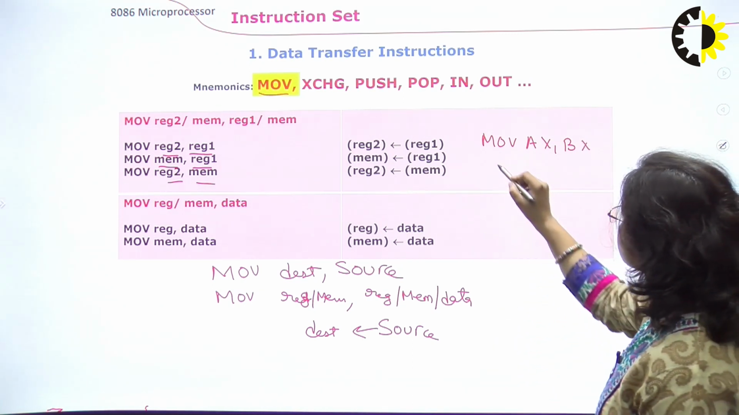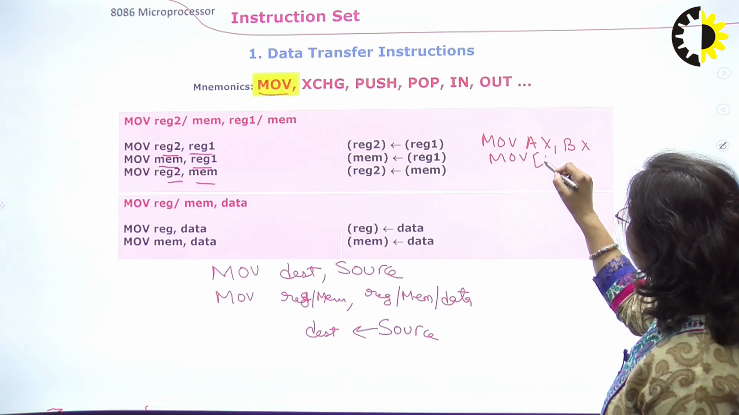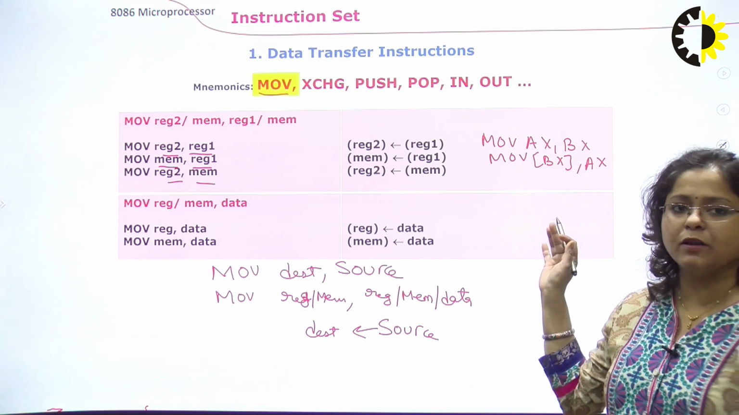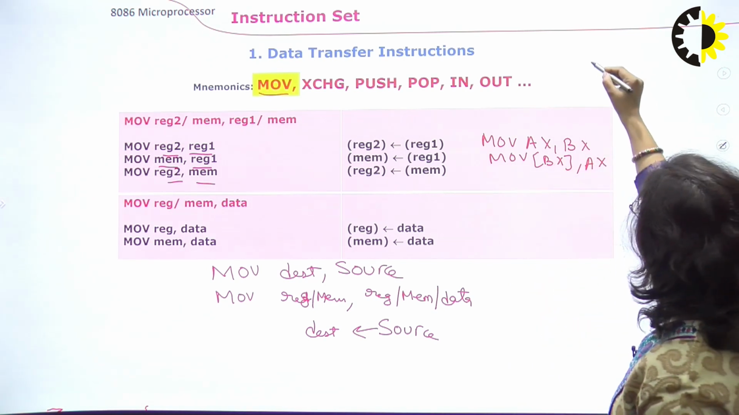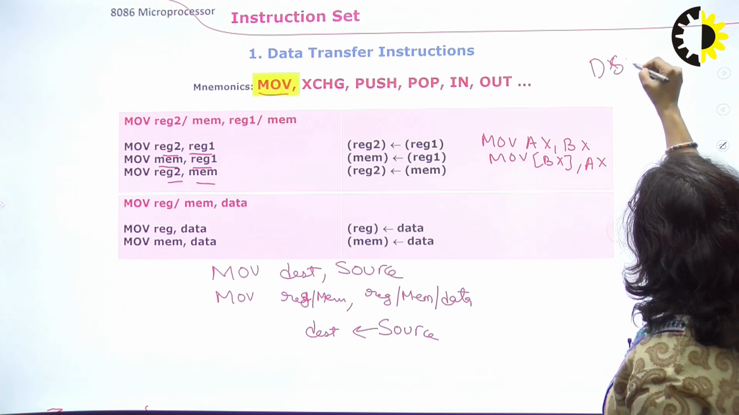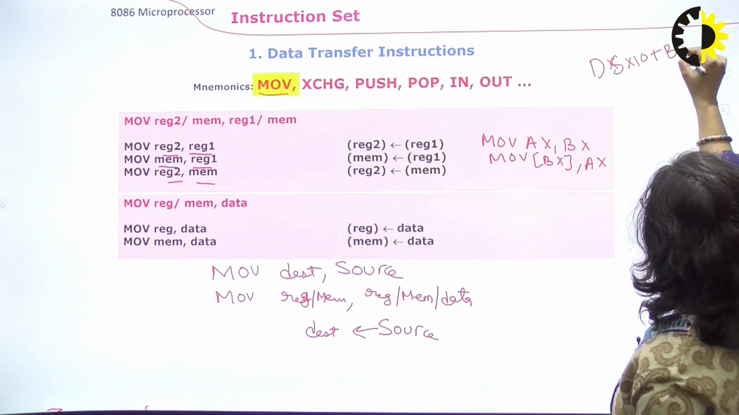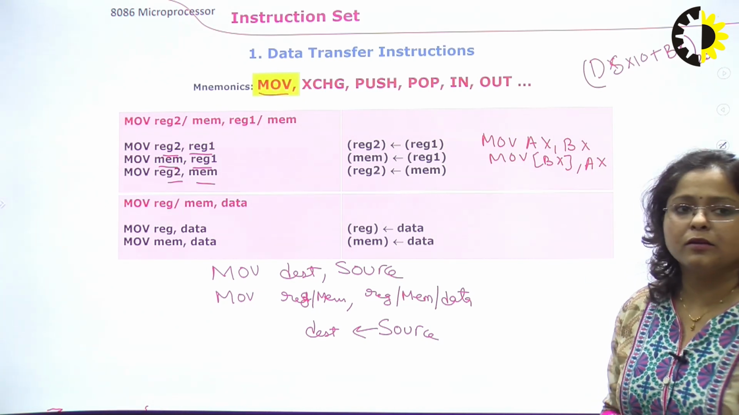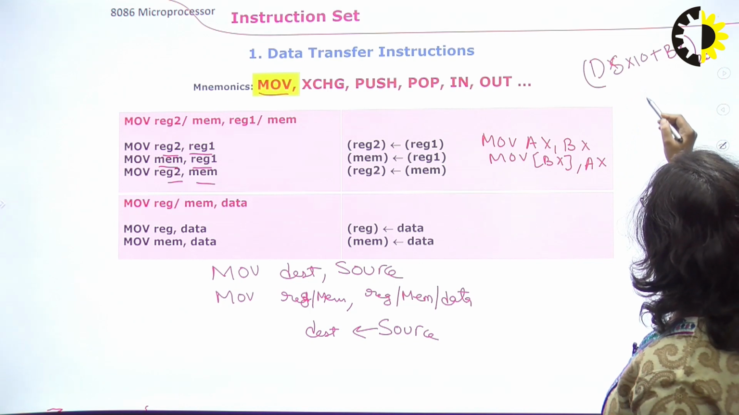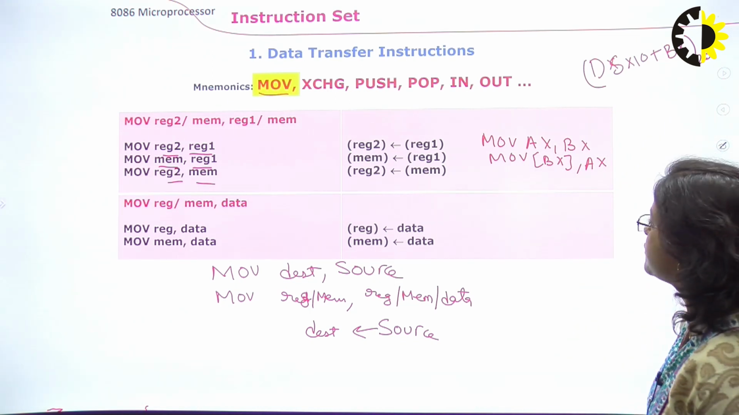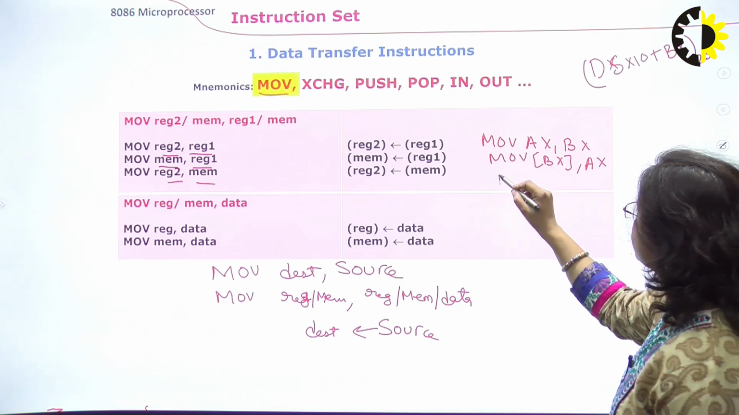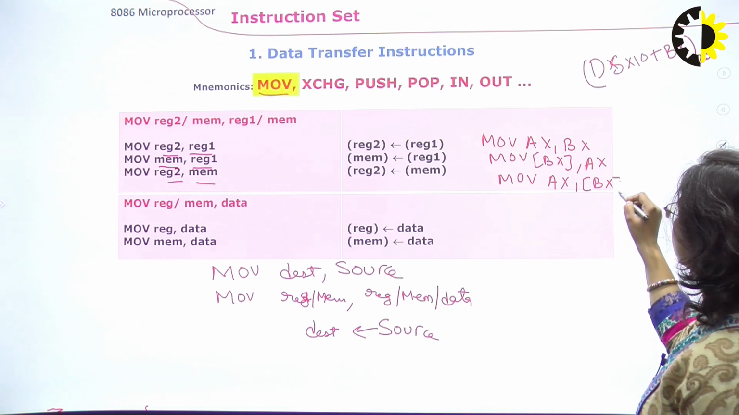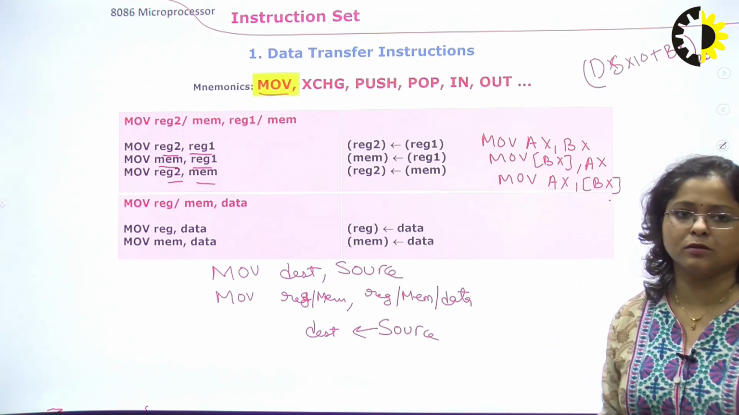The example of the second instruction is MOV [BX], AX, where BX points to the memory location. It copies the value of AX to the memory location with the physical address DS times 10 plus BX. It will calculate the 20-bit physical address, and the value of AX will be copied to the address and address plus 1 locations respectively. Similarly, in the second operation, we can write MOV AX, [BX], so the value of the memory location is copied to the register.